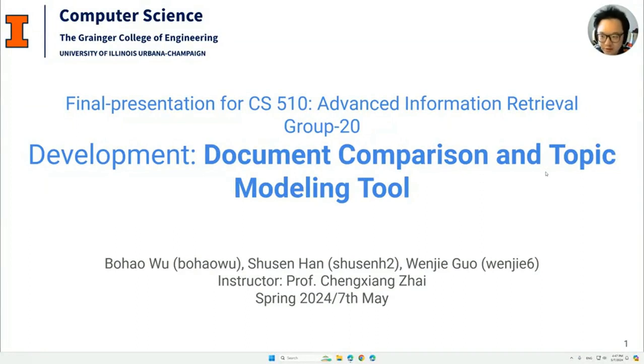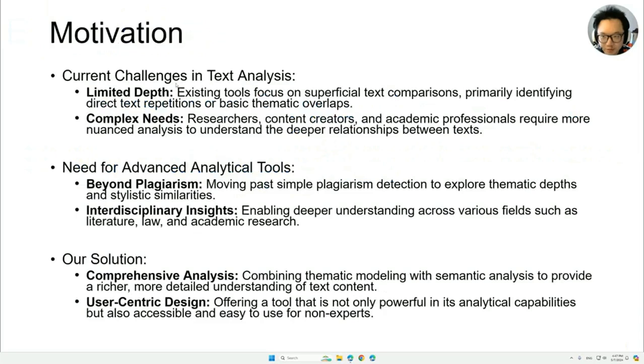So our project is in the development track with the title Document Comparison and Topic Modeling Tool. Our motivation is here. There have already been many existing tools that focus on text comparison, but they are mainly superficial copy and paste. So instead of finding such basic overlaps, we want to go beyond plagiarism and provide interdisciplinary insights by modeling the topics.